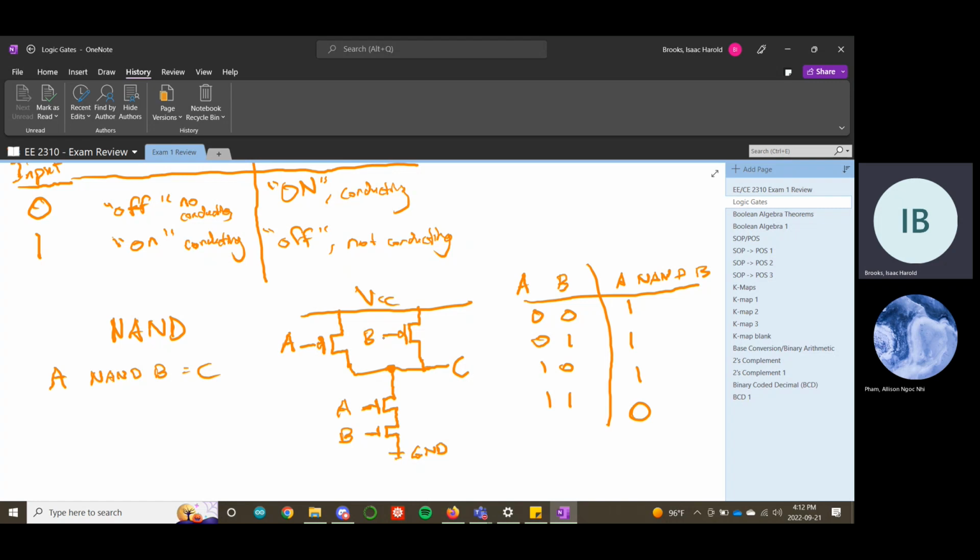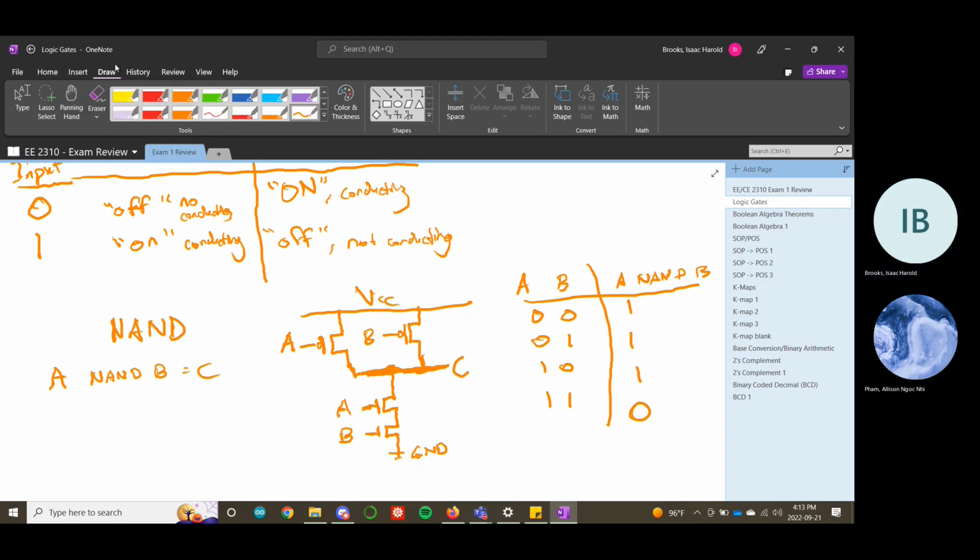B is not connected to C. C is just this entire node here. Or yeah, this is connected here, this is connected here. This entire node is your output C. So let's do an example.